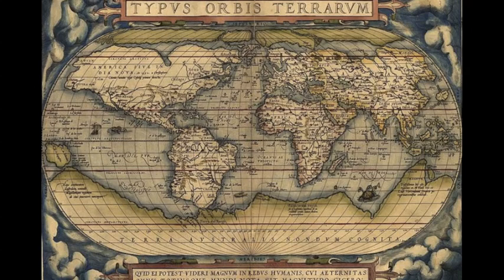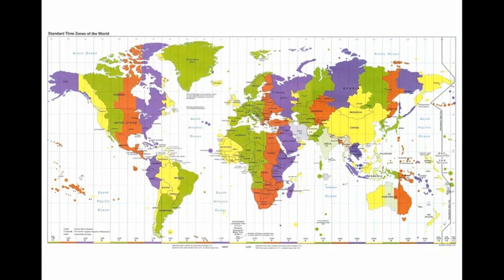Finally, as we move into the age of discovery, we have a world map that looks very much like the modern maps that we know today, like Abraham Ortelius's world map, made in 1570. And here, we have a modern map. Compare the two maps. Do you notice more similarities than differences? Let's do a short comparison.